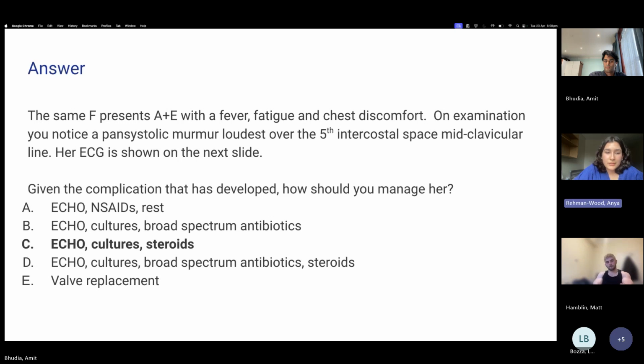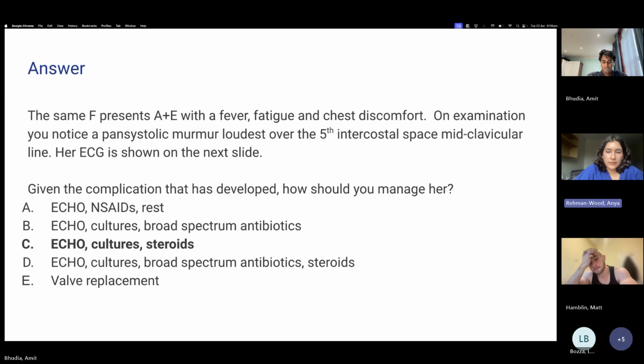So yeah, the answer is C, echo, cultures and steroids. I think this is a really hard question. So she's likely to develop what's called Libman-Sacks endocarditis. Essentially, this is a non-bacterial thrombotic endocarditis. So you get these sterile vegetations on the heart valves. It's associated with malignancy, antiphospholipid disease, and SLE.